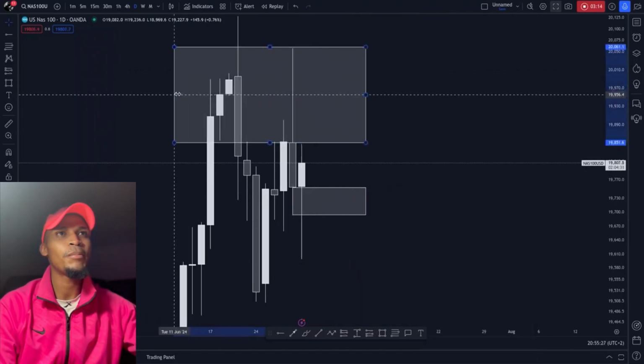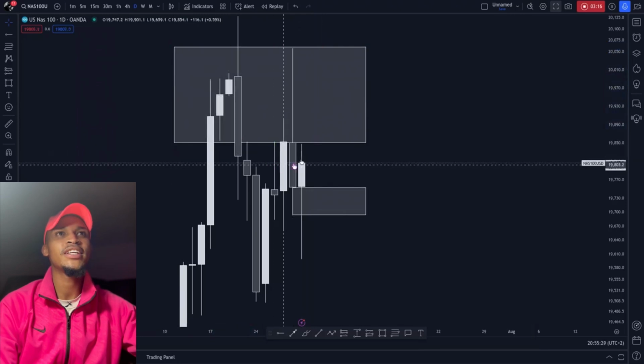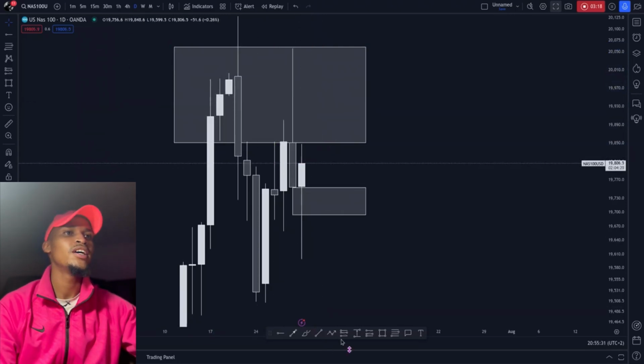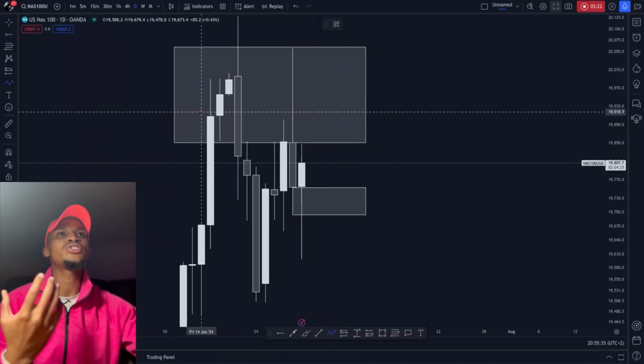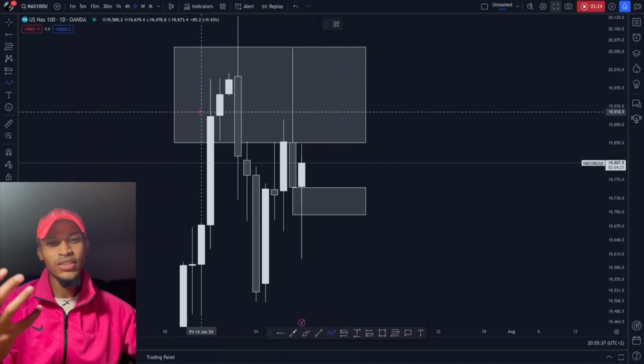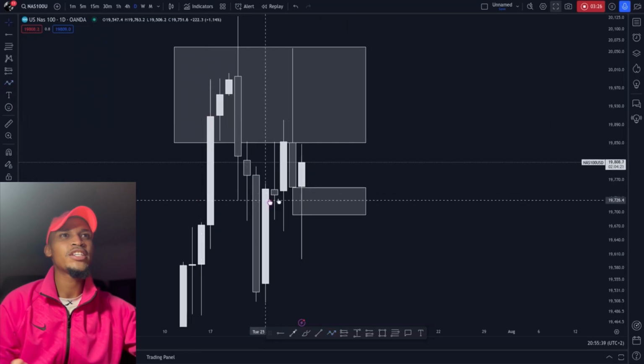Let's go to it. So I basically start to draw my box on the previous daily candle, and then I just scroll it to the left side. This just gives me some confluence, you know. It helps me understand in which phase price is. You can do the same roundabout here.